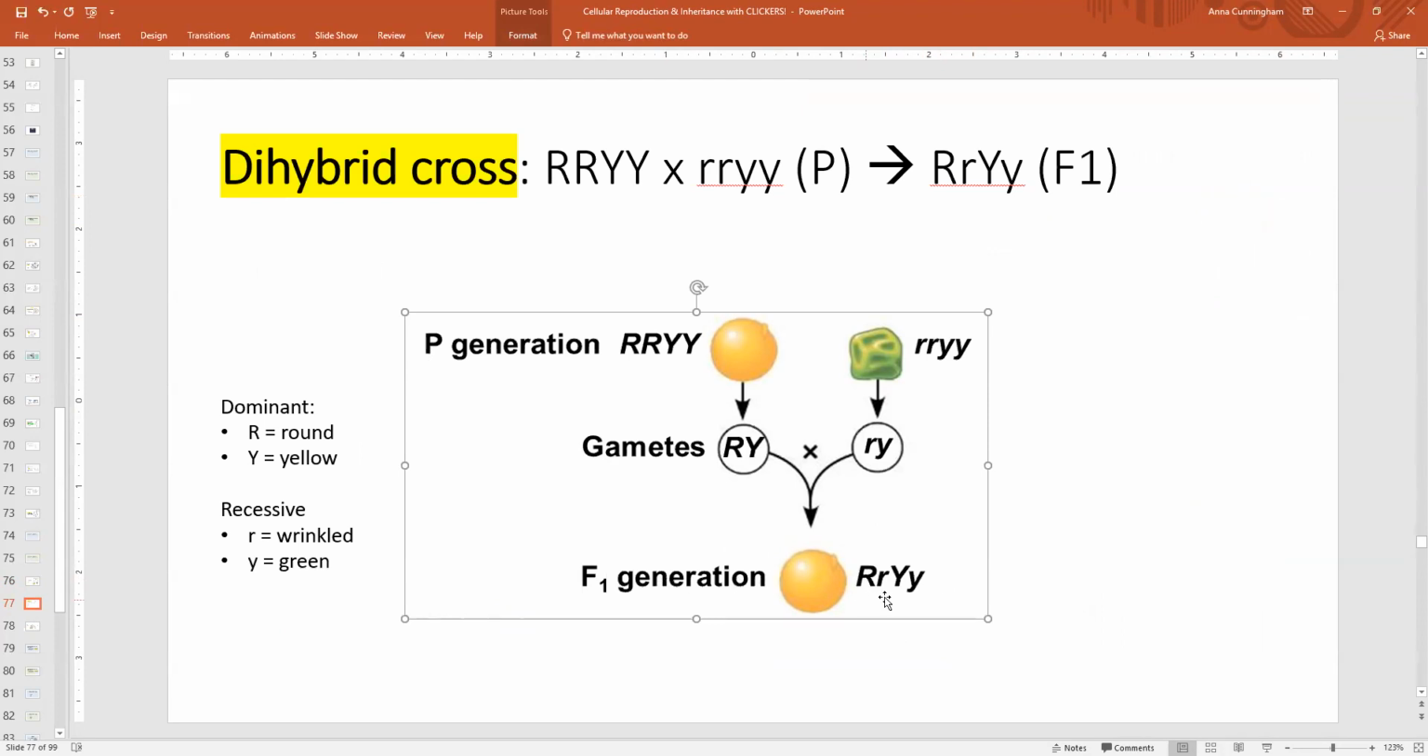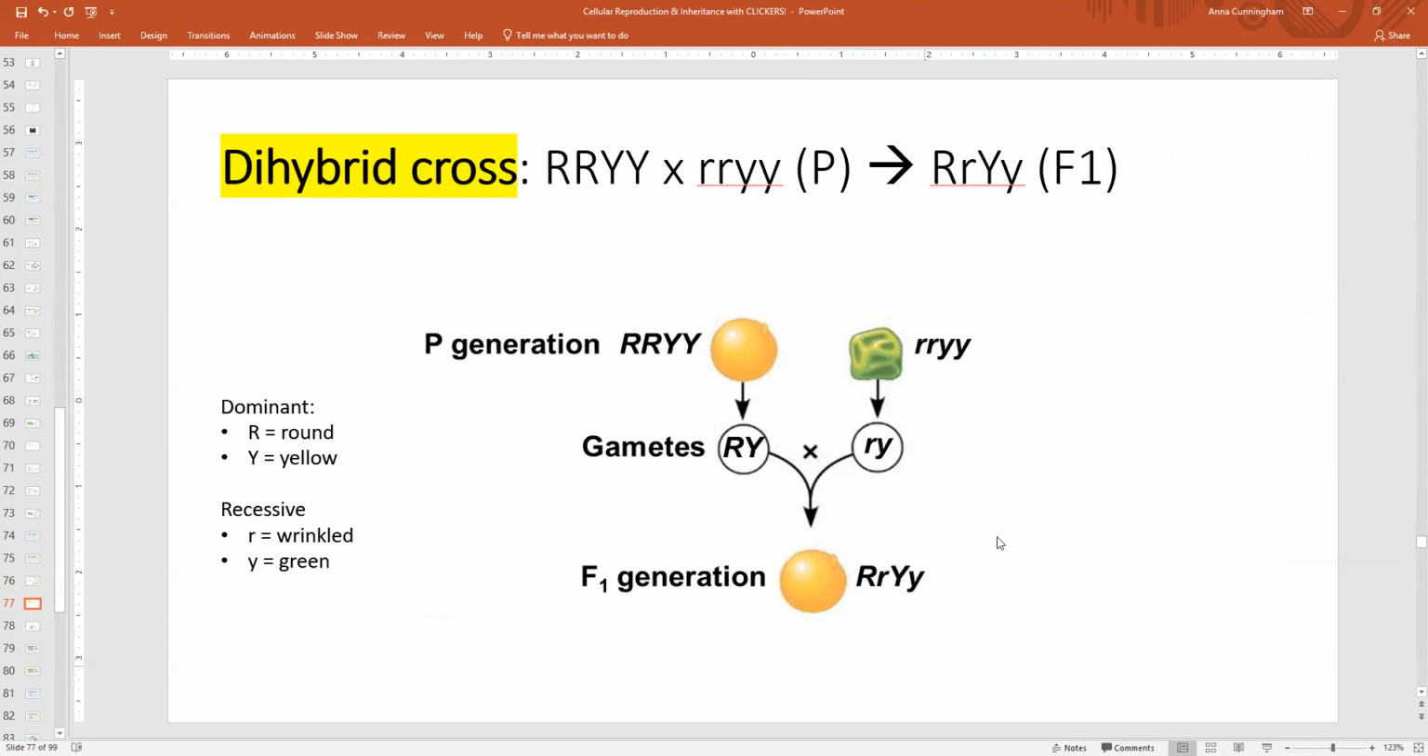So the F1 generation is a het for the seed shape or texture. So it has the dominant and the recessive alleles. And it is a het for the color. So it has the dominant allele, yellow, and the recessive allele, green. So what we want to know is if we cross two hets, what would be the phenotypic ratio? What would the phenotypic ratio be?